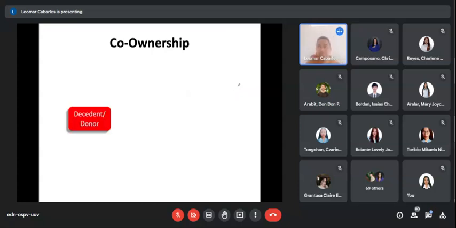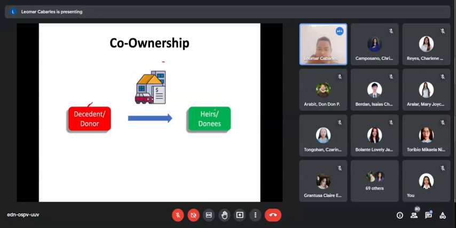Kadalasan, merong nagpamana, yung namatay na nagpamana, decedent yung tawag doon. Or merong nag-donate ng property. So merong property para doon sa mga tagapagmana at para doon sa mga naka-receive ng donation. Kaso, itong property na to remained undivided.